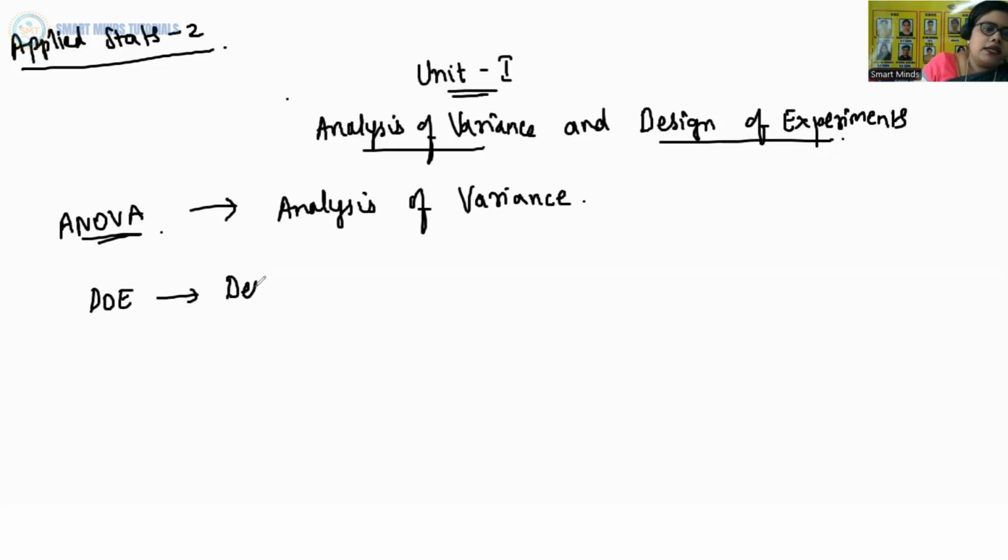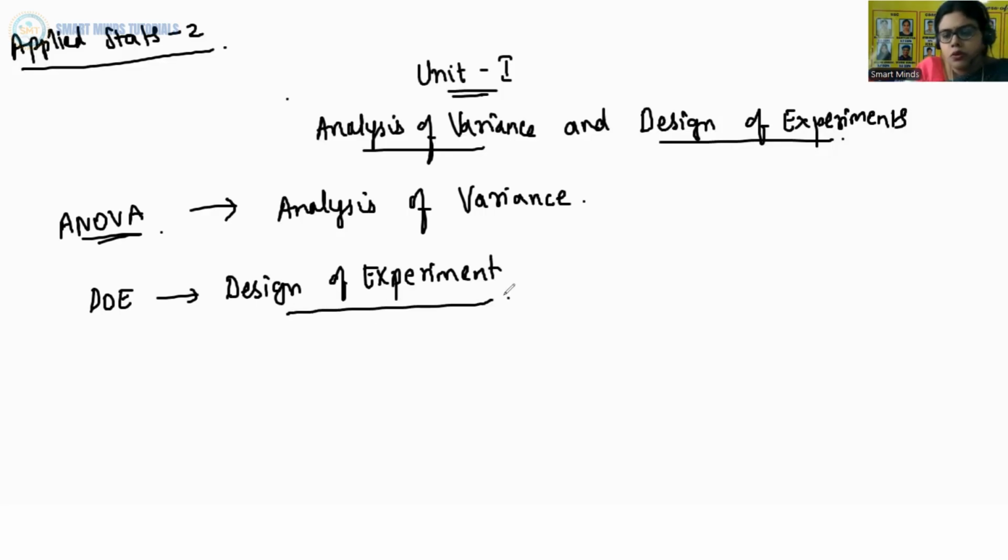Okay. Then after ANOVA, you have DOE. DOE is design of experiment. So what is design of experiment? It is one of the techniques used for determining and controlling the parameters or variables which have significant effect on the resistance output of the process. So the purpose of using DOE is to make efficient design of the process. Okay, did you understand this?